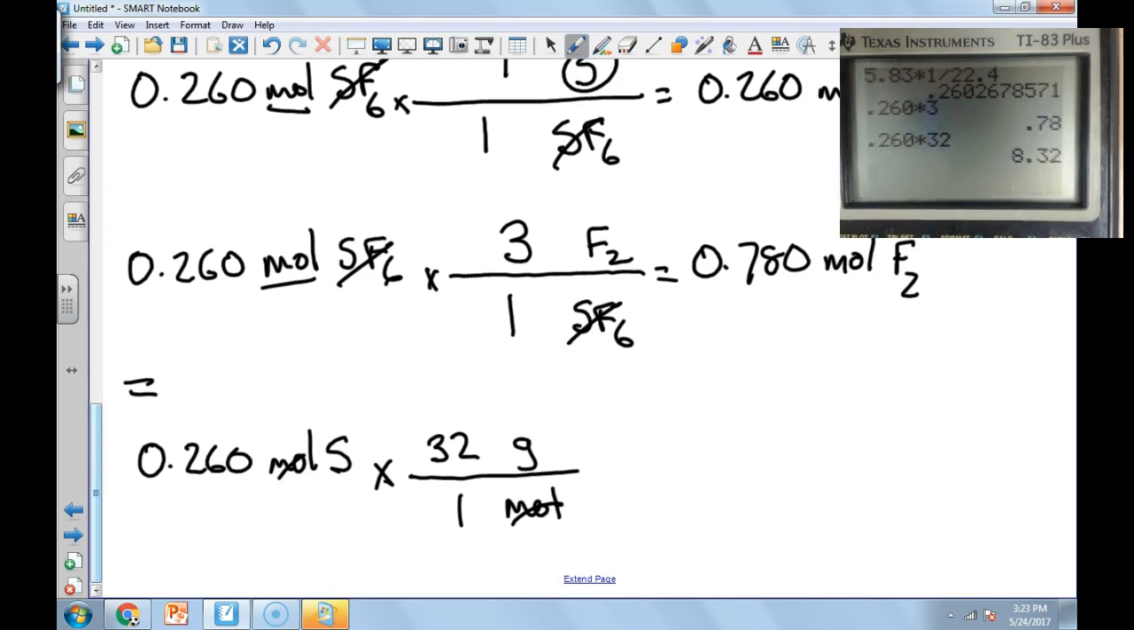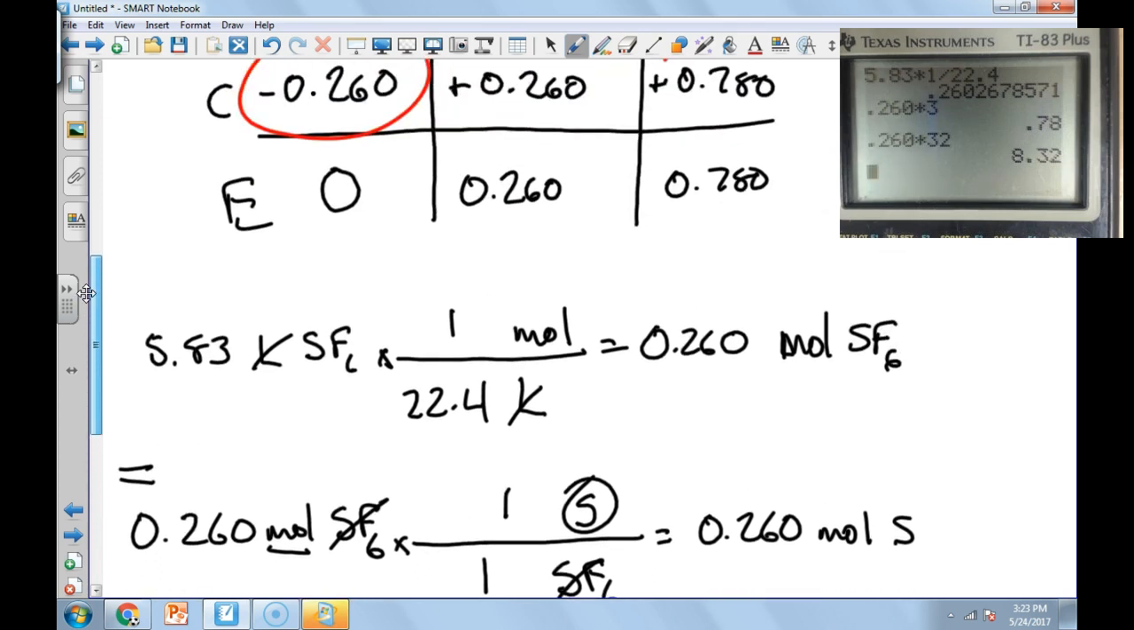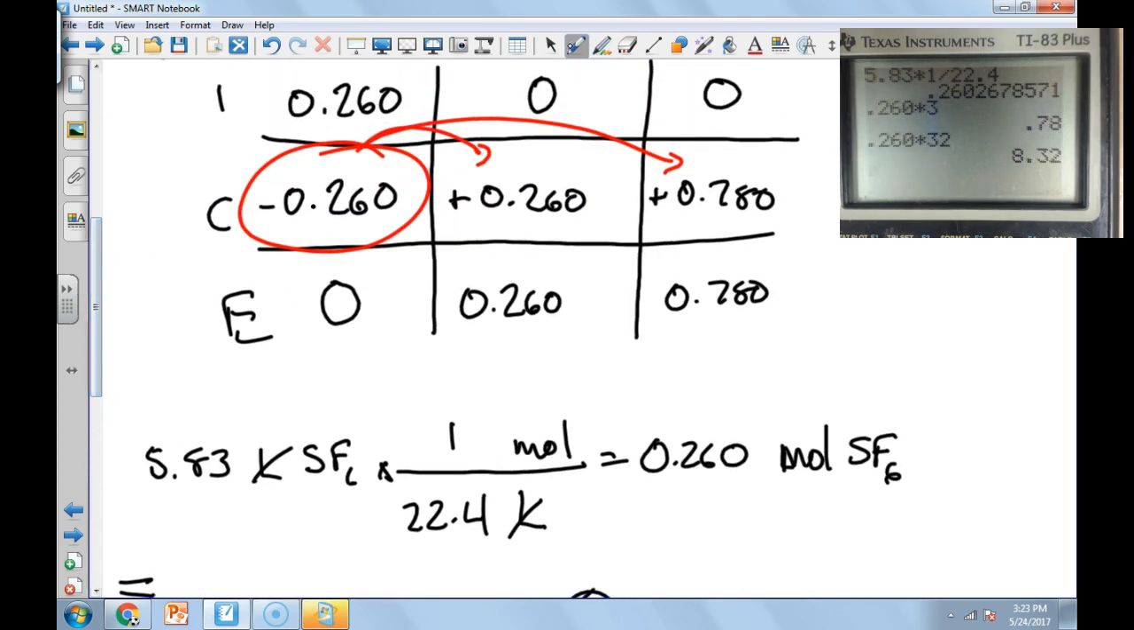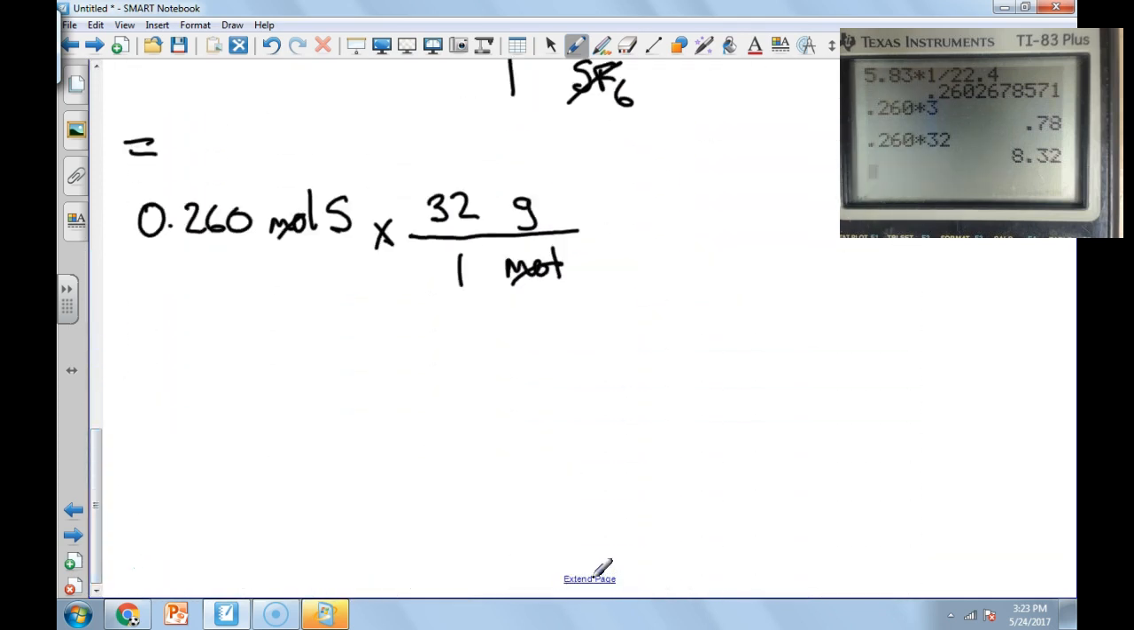I thought it said 0.32. I was like, that's totally weird. Okay, so now what I'm going to do is take this and put 8.32 grams underneath it. I do the same thing for F2.